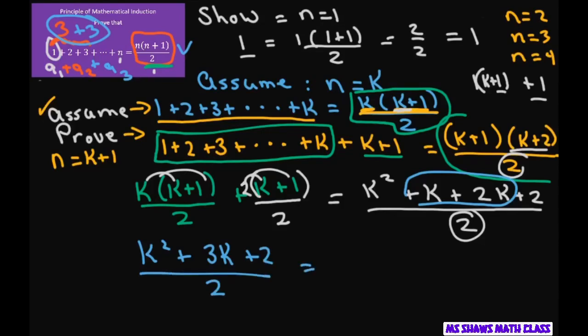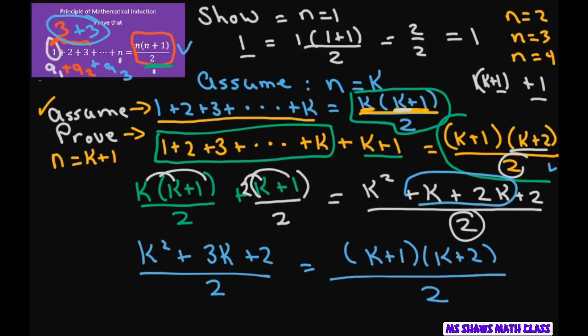Now I want it to look like this side, so I have to factor this, and this is going to be k plus 1 times k plus 2 divided by 2. And they match, so we did our proof right here.